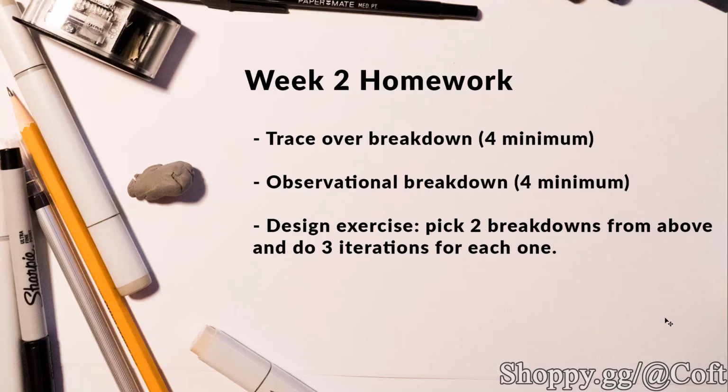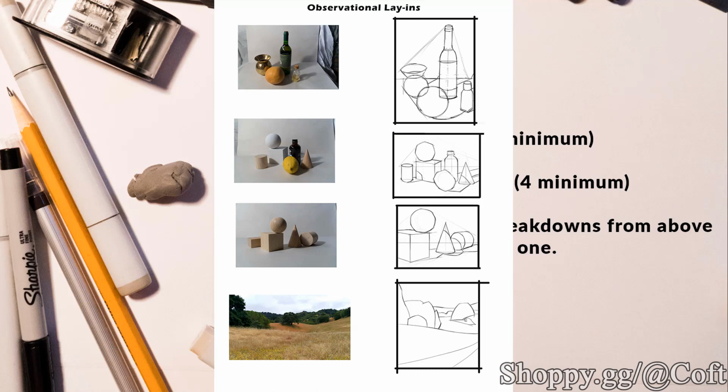For the observational breakdowns, again, also 4 minimum at least. And you want to include the image that you're looking at. So just take a photo with your phone or any kind of camera you have. The image of the photograph doesn't have to be so high quality. I just need to know what you were looking at in order to assess your breakdowns.